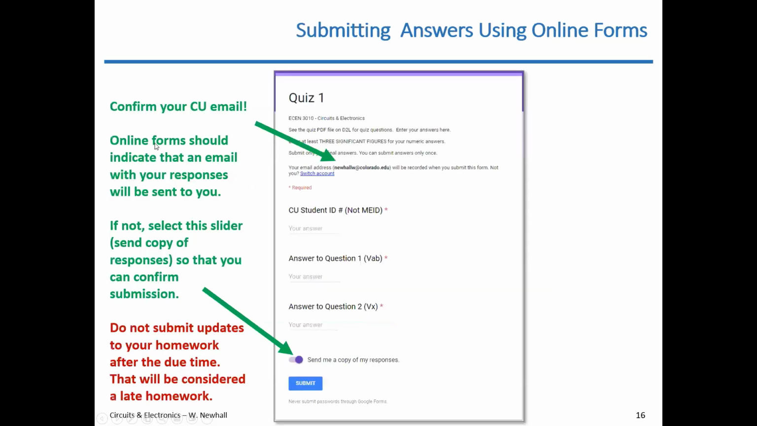All right, you will submit answers to assignments using online forms. So when you click on the submit link associated with each assignment, that is either a quiz or a homework, you will see this form. Labs, you submit reports, so that's different. But for quizzes and for homework, you will submit answers. And so you'll see a form that looks like this. Confirm that your CU email is shown here.